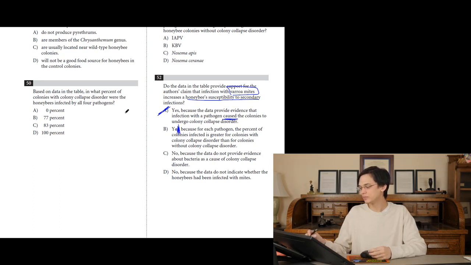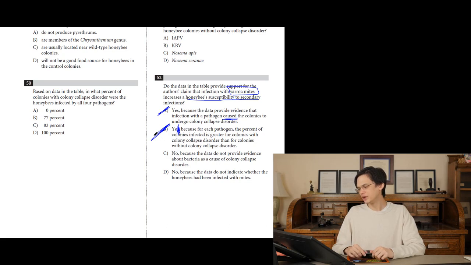And even though B after the yes is fact, it is true that the numbers in one column are bigger than the other, this has nothing to do with and does not support the author's claim that infection with varroa mites increases the honeybee susceptibility, because we don't know that this was caused by varroa mites. This is such a nasty question. B is such a good bad answer.